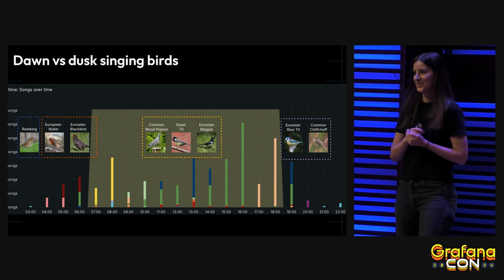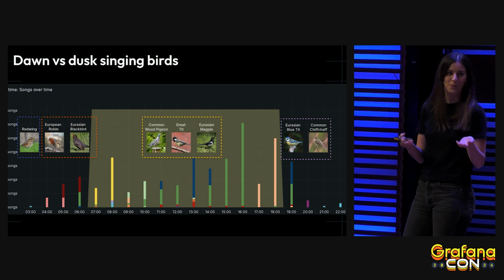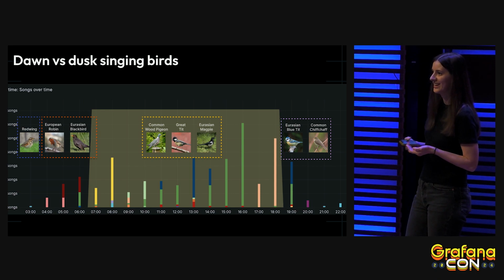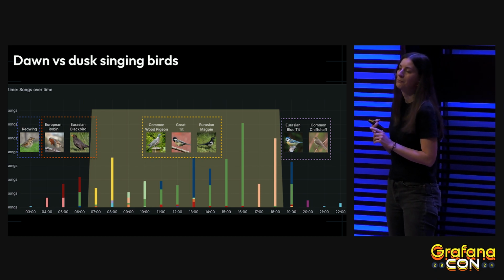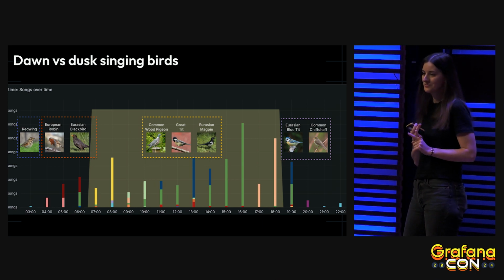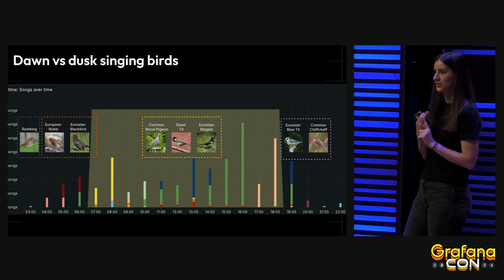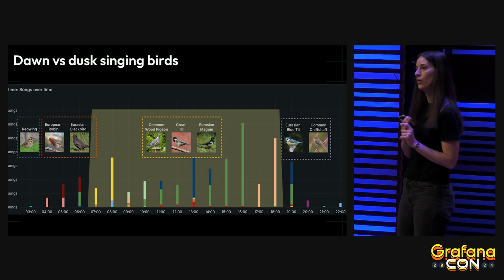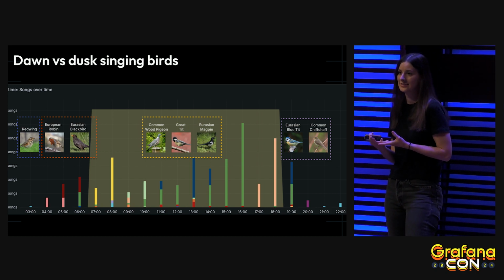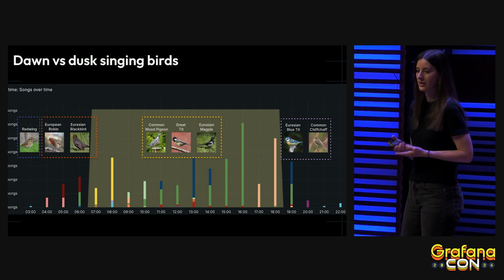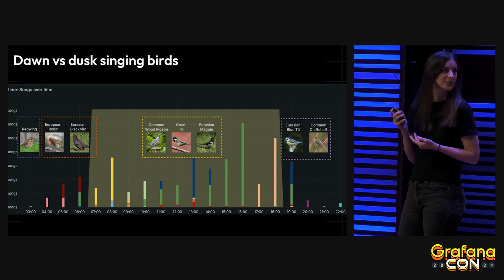Then we have a very broad category because most of the birds sing during the day. So as an example, we have here pigeon, magpie, and gray-tit. And the last category is the dusk singers, so birds who also sing after the sunset. And here we have the common chiffchaff or Eurasian blue-tit.